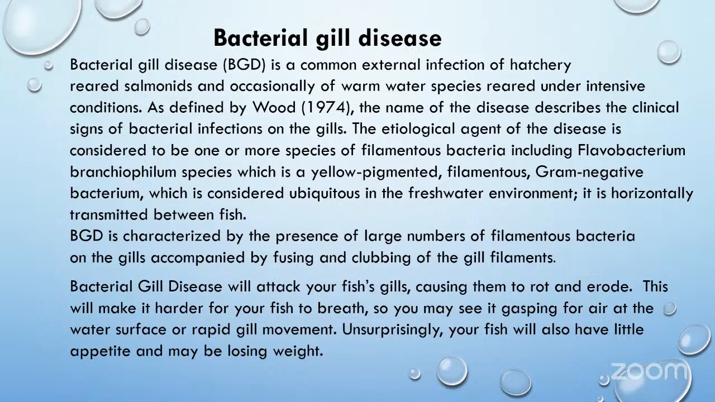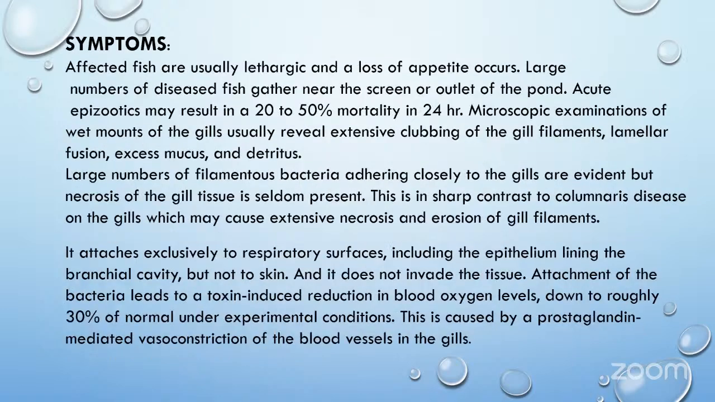Now, what are the symptoms of this bacterial gill disease? Affected fish are usually lethargic with a loss of appetite, as we have discussed. So they don't feel hungry and they become very lethargic and they lose weight. And large numbers of diseased fish gather near the screen or outlet of the pond. Acute epizootics may result in 20 to 50% mortality in 24 hours. So within one day, there is a very high death rate.